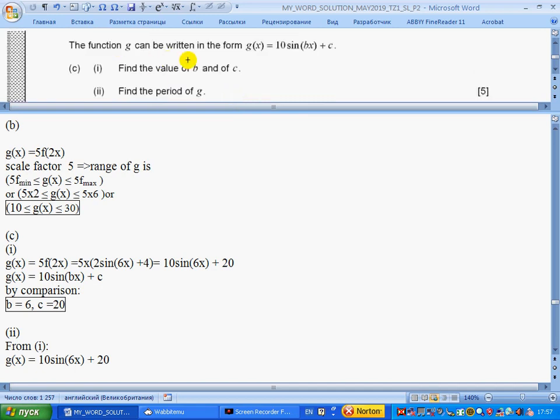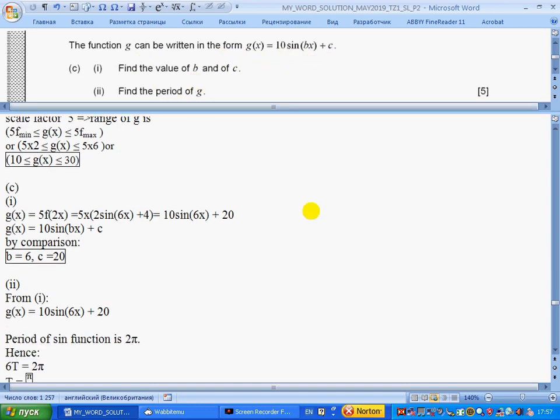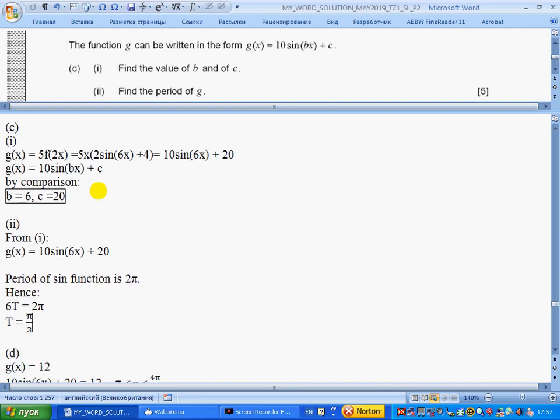The function g can be written in the form 10 sine bx plus c. Find the value of b and c. Find the period of g. So we write function 5 times, and with 2x here we'll get 6x. So we get 10 sine 6x plus 20. Comparing algebraic form with numbers, we realize that b is 6 and c is 20.